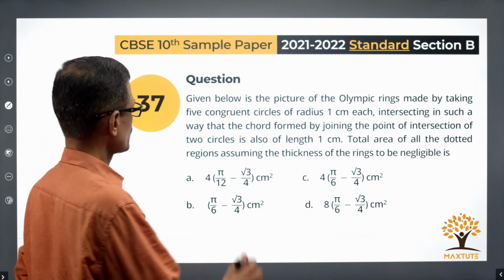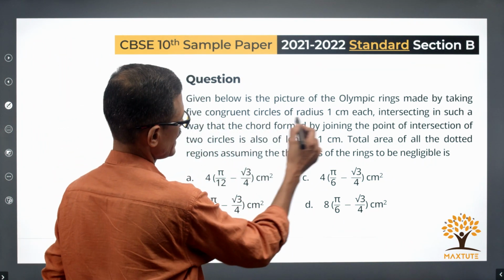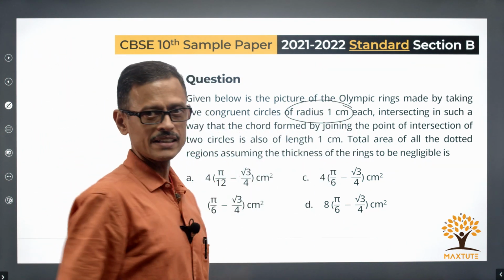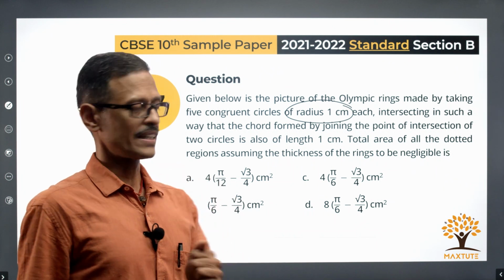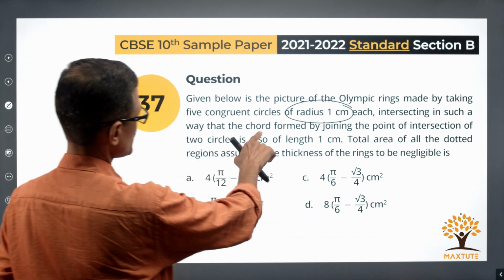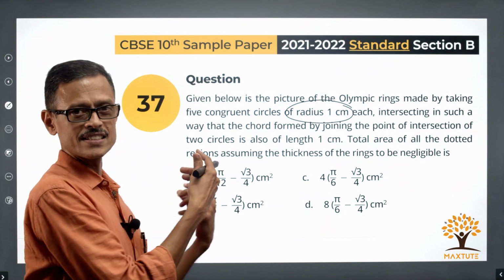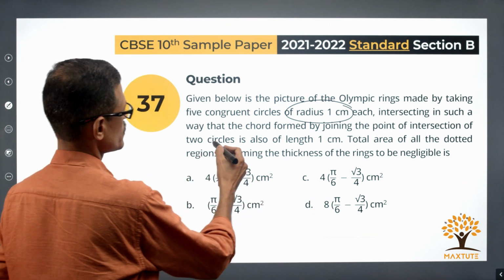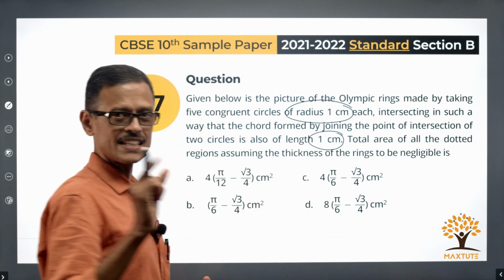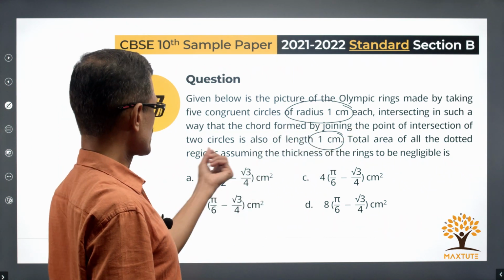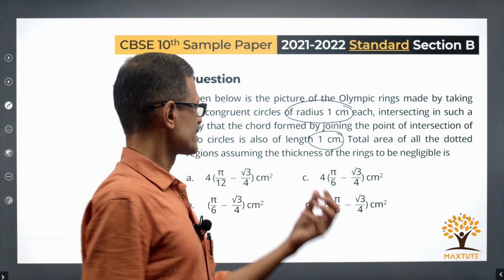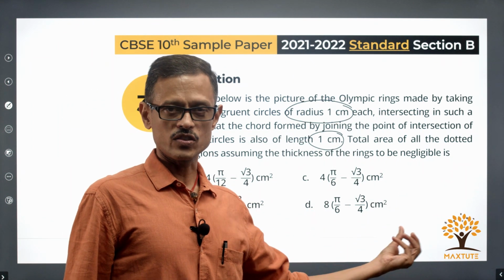Olympic ring we are talking about. Olympic ring will have 5 circles, right? 5 congruent circles of radius 1 centimeter. We'll see the diagram in the next slide. Intersecting in such a way that the chord formed by joining the points of intersection of any 2 circles is also of length 1 centimeter. We'll see that in the next slide. The total area of the dotted region, assuming that the thickness of the rings is negligible, is what the question asks.